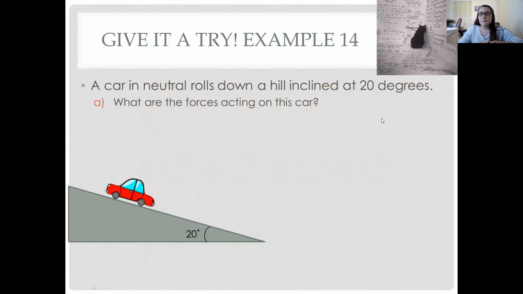All right, I want to start off with some give it a try questions before we do the actual calculations in this example, just to review what we had talked about last week in applying Newton's laws. So here we have a car on a ramp or on a hill, and the car is in neutral as it rolls down this hill that's inclined at 20 degrees. So take a quick second, think through this situation. What are the forces that are acting on this car?